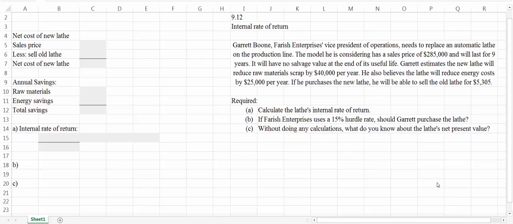Today we're going to be taking a look at exercise 9.12, which shows us how to calculate the internal rate of return. Okay, so here is our information.